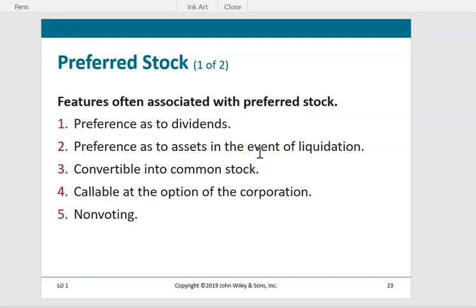Some types of preferred stock, and it would be stated on that stock certificate, are convertible into common stock. Some types of preferred stock are callable at the option of the corporation. Remember, to call means to take it out of the market and take it out of the hands of the existing stockholders. So if the preferred stock is callable, the company can say, all right, we're ready to give you the cash for your shares, and we're going to buy it back from you. And preferred stock, again, is often non-voting, meaning that the stockholders often do not have the right to vote for the directors of the company.